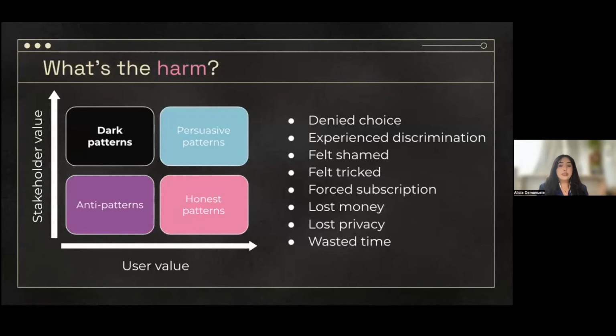Dark patterns are where stakeholder value is maximized and user value is minimized, prioritizing things like business profits and data collection at the expense of consumers. As a result of this unequal balancing of value, dark patterns cause various harms to consumers. So for one, a person will be disadvantaged by not having the agency or choice to make informed decisions online. They may also experience discrimination based on demographic identifiers.